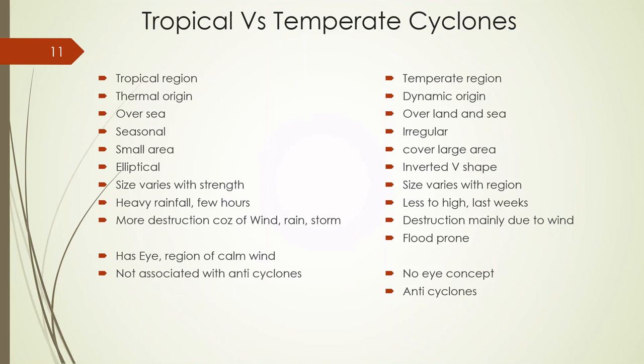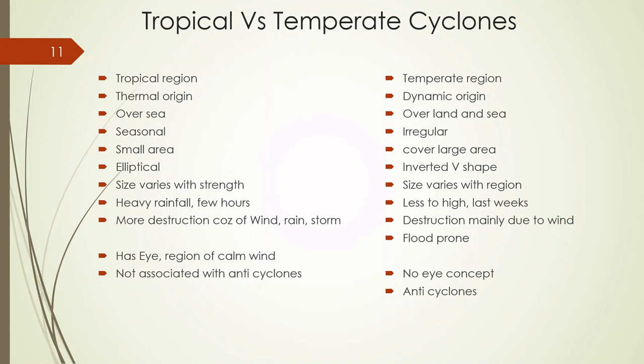Tropical cyclones are confined to a small area, whereas temperate cyclones cover a very large area. The shape is elliptical for tropical and inverted V for temperate cyclones. The size of tropical cyclones varies with the strength, but the size of temperate cyclones varies with the region. Tropical cyclones can cause heavy rainfall for a few hours, whereas for temperate cyclones, the rain pattern usually begins with less intensity to high intensity, and it might last for weeks.